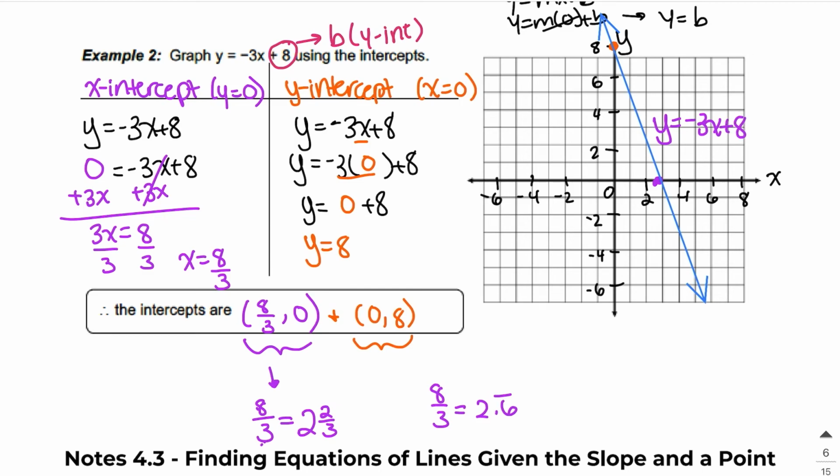Now, sometimes it'll be easier to use your two intercepts, and sometimes it'll be easier to use the slope-intercept form. So if you notice here, it starts at 8, and then the slope is -3 over 1. So that means you're going to go down 3 and over 1, down 3 and over 1. So if you notice here, our line is doing that. So we can just use the slope formula if you prefer.